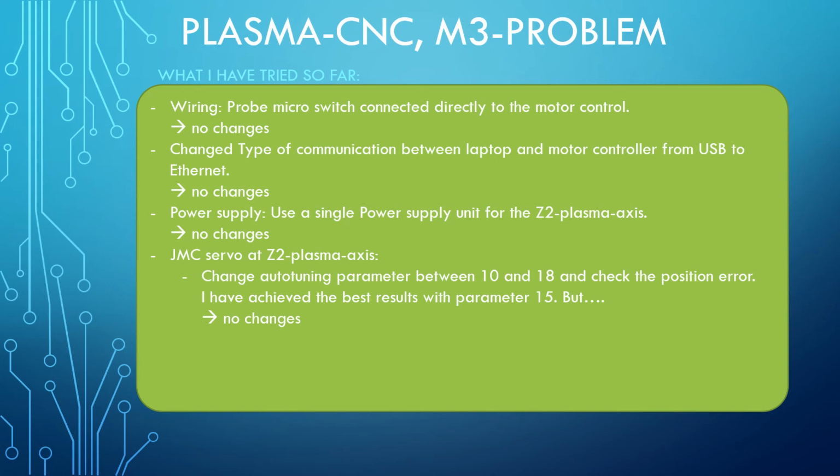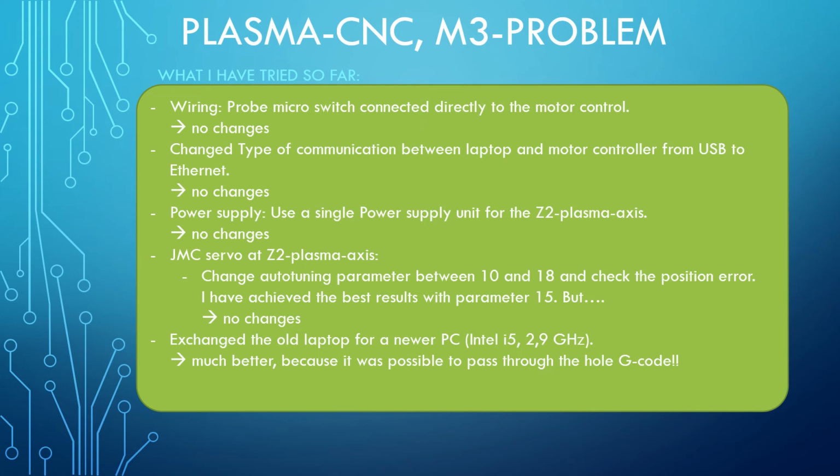Then I changed some parameters of the JMC servo motor at the Z2 plasma axis. And I changed the auto tuning parameter between 10 and 18. I achieved the best results with the parameter 15, but also no changes.